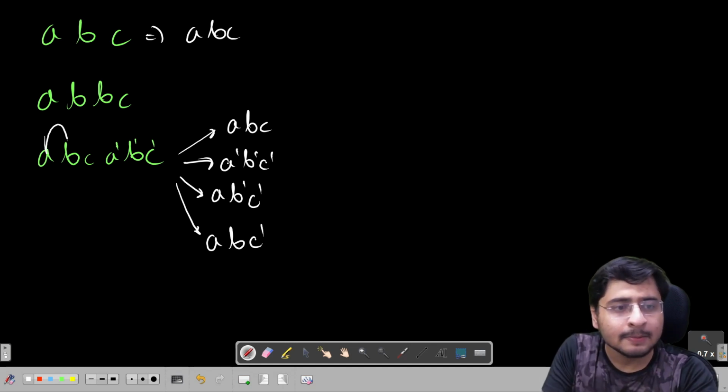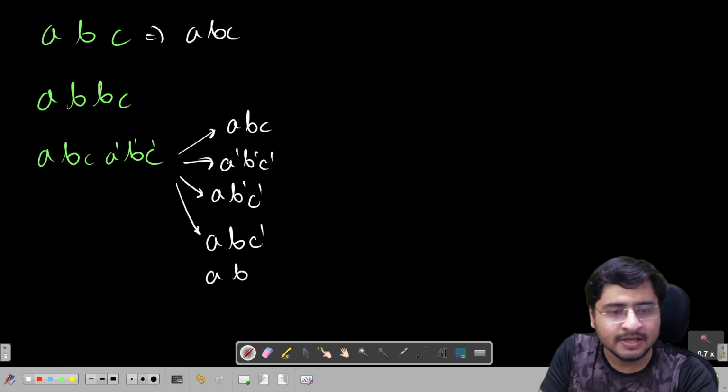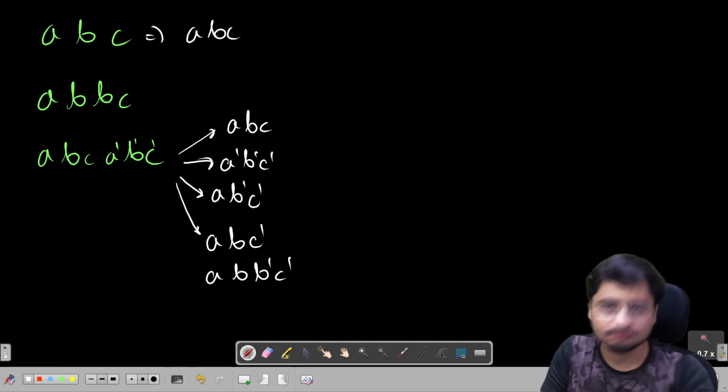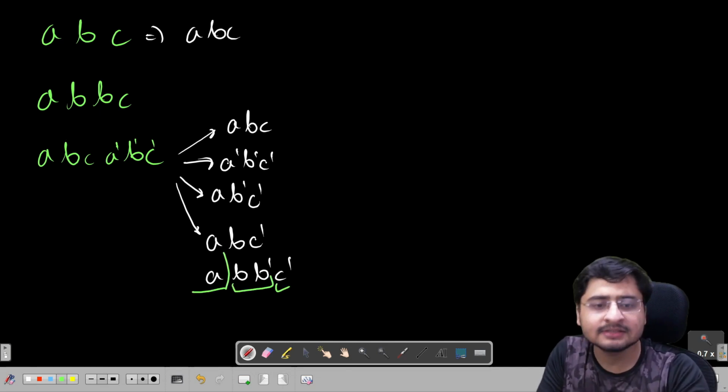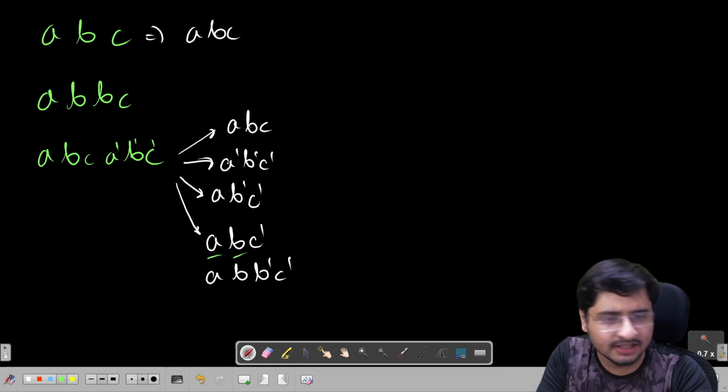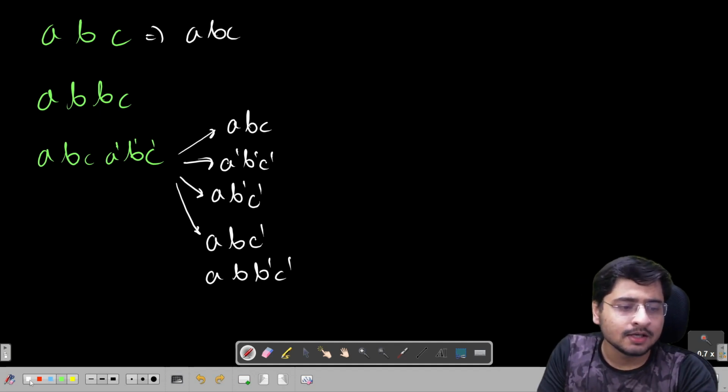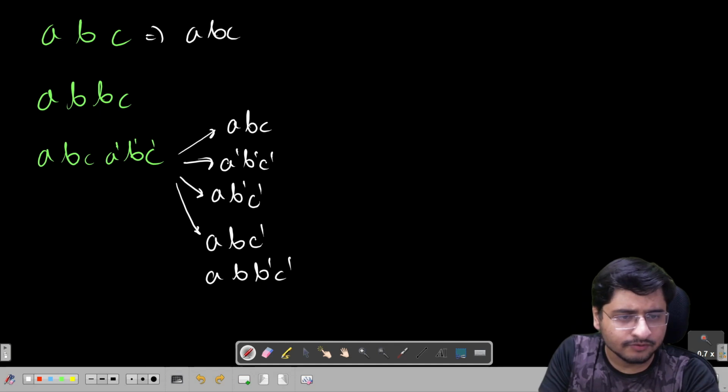Another one is A, B, B dash, C dash. Of course, it is of the form A, B, C, right? First A's are coming, then B's are coming, then C's are coming. Similarly, here as well, first A, then B, then C. Let's try to find out some more.